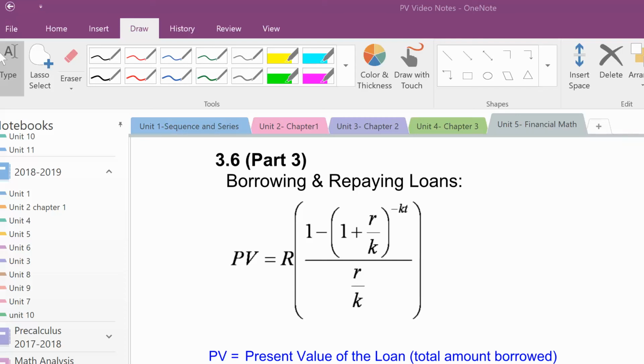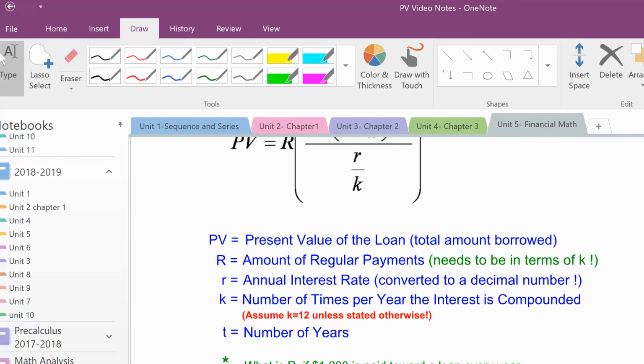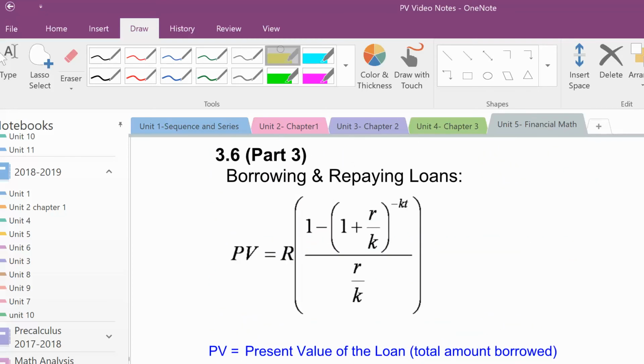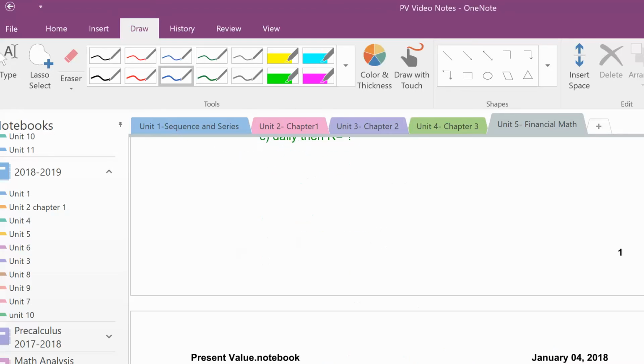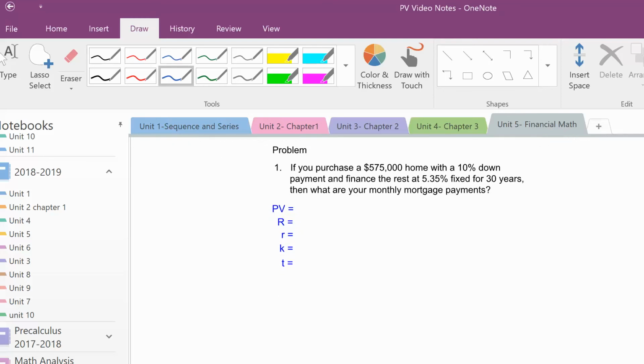As you can see, the formula for present value and what they all mean is similar to future value, except for a couple of changes. It's 1 minus instead of minus 1 at the end of the numerator, and the exponent is negative. We'll talk about how that affects entering it in your calculator in a second. We already did this part for future value, so we don't need to worry about that. So let's do some problems here.